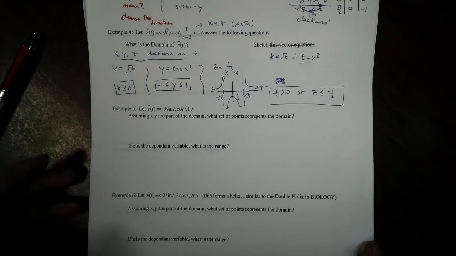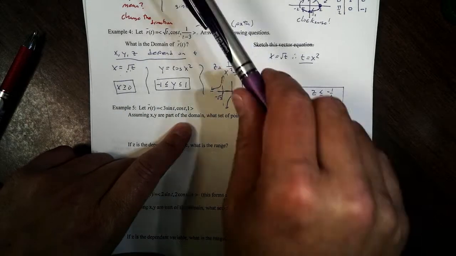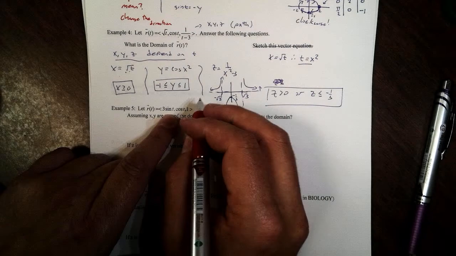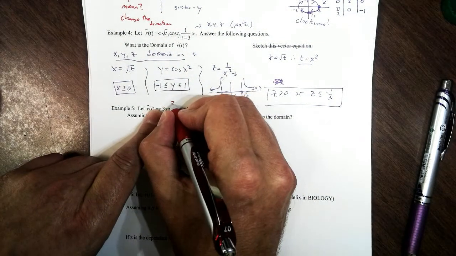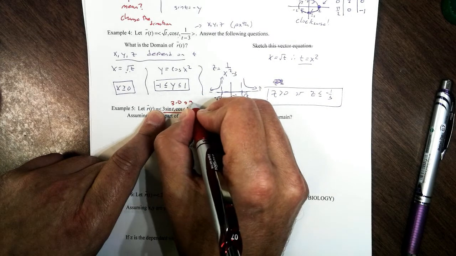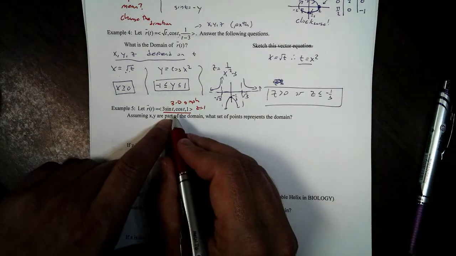All right. The next example, now this is going to be very similar to example number 3 here. Here we have a 3-dimensional object. This is a 3D graph right here. The only difference is z is always going to be 1.